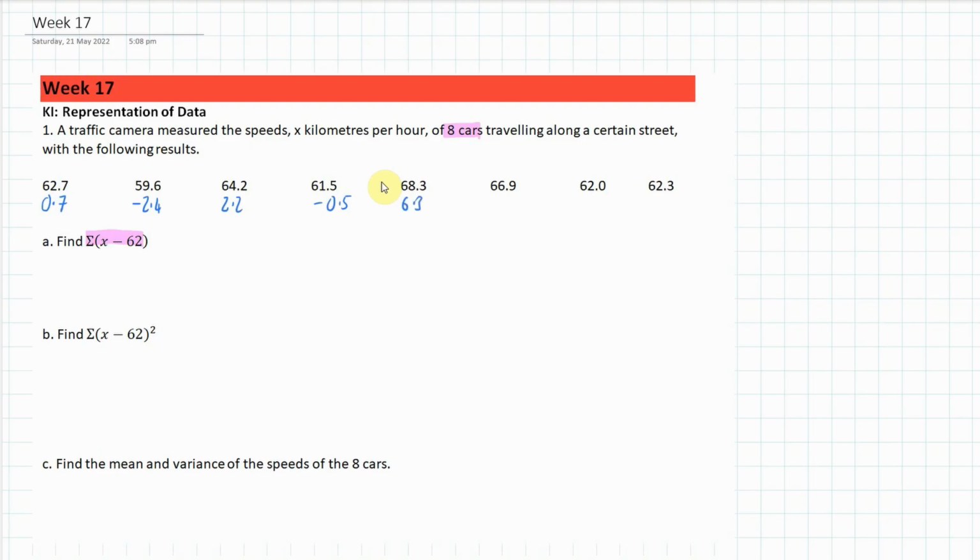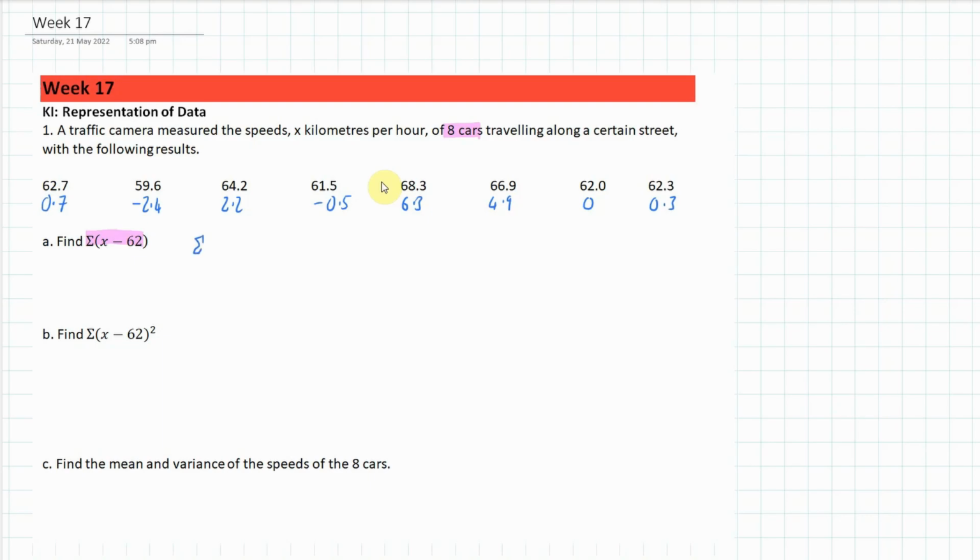6.3. The next one is 4.9, and the next one is 0 because we're subtracting 62. And so the final one is 0.3. So then I just add all of those together. That's one way of doing it.